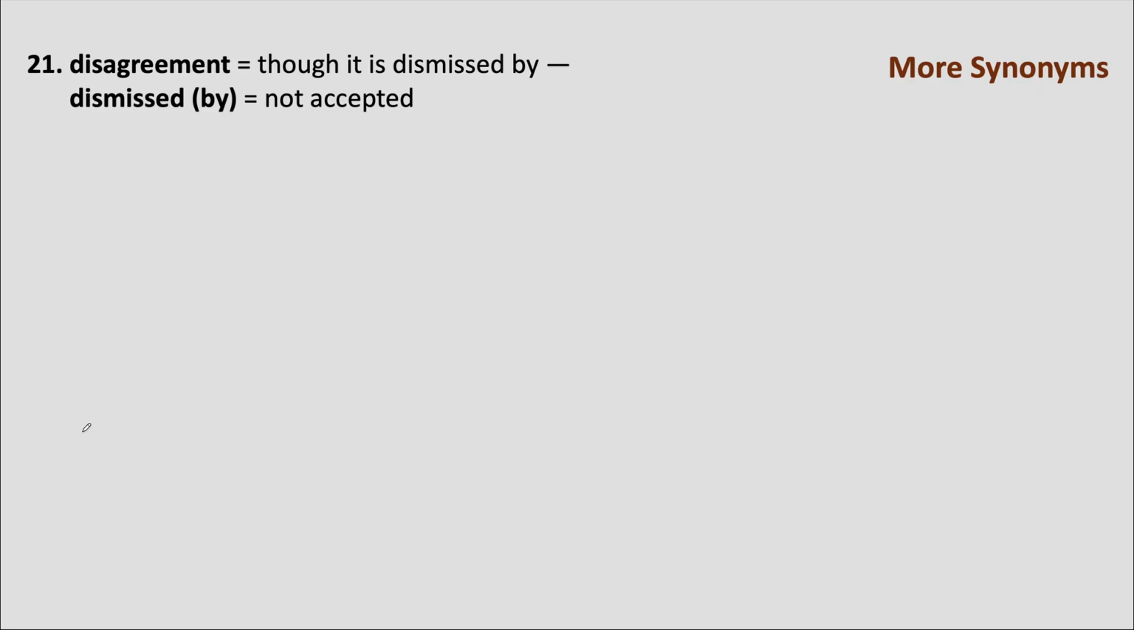If you want to show disagreement, the passage may not directly say disagreement. Instead, it may use words like though or however and say an idea is dismissed by someone. Dismissed means not accepted or rejected. Phrase means a group of words. I'm mentioning it here because the word phrase helps us locate an answer in this passage.